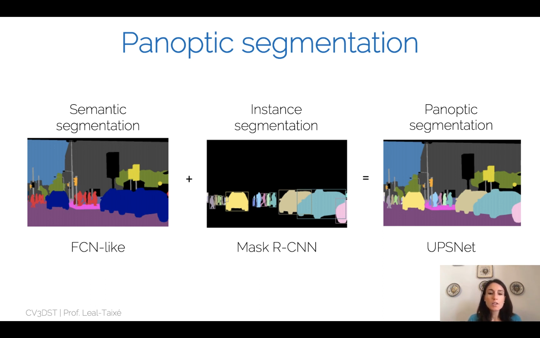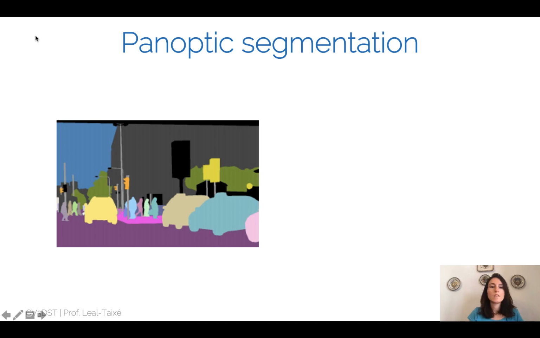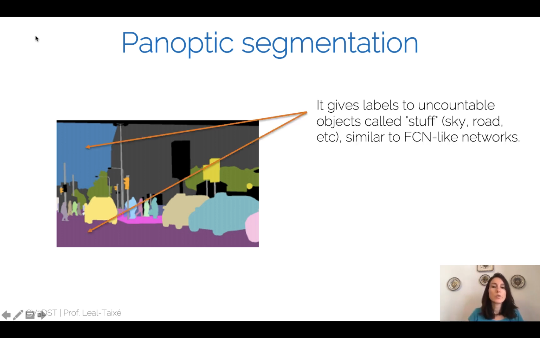So for semantic segmentation, we have the FCN-like methods. For instance segmentation, we have Mask R-CNN and YOLACT and other derived methods. And for panoptic segmentation, we have what is called the UPSNet. Of course, now we have many more methods that are trying to solve the panoptic segmentation task, but this is one of the first methods that actually tackled it. So in panoptic segmentation, we have to predict both the labels for uncountable objects, which we call stuff in computer vision, so things like sky, road, grass, etc., for which you cannot really differentiate between different instances.